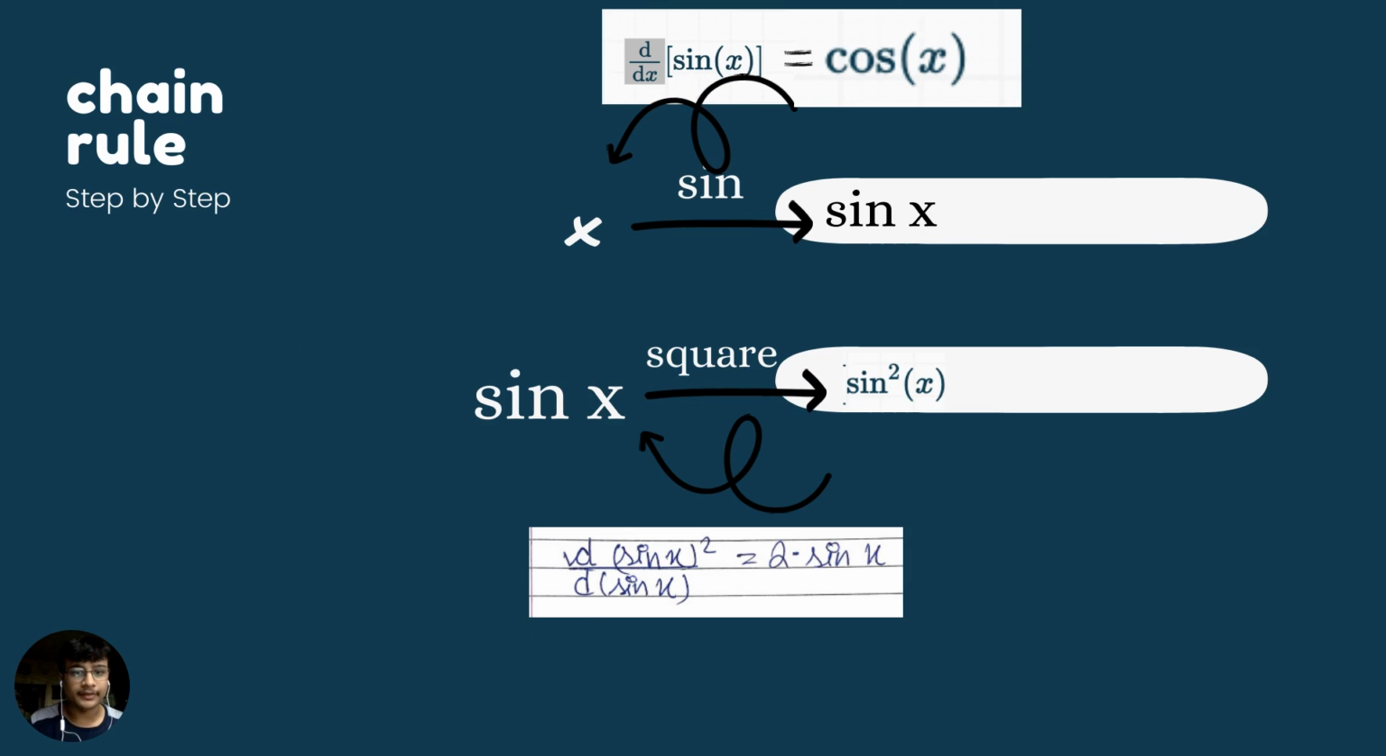So the chain rule works this way. You have x, you will put sin, it will become sin x. And when you have sin x, you square it, it becomes sin square x. Simple. And now we have to treat them individually. We have to differentiate sin x with respect to x, that's case 1. And we have to differentiate sin square x with respect to sin x. So now we can very easily say that d by dx of sin x would be cos x, and d sin square x with respect to sin x would be 2 sin x.